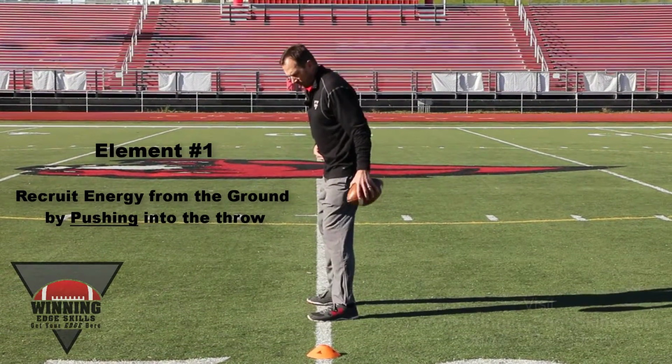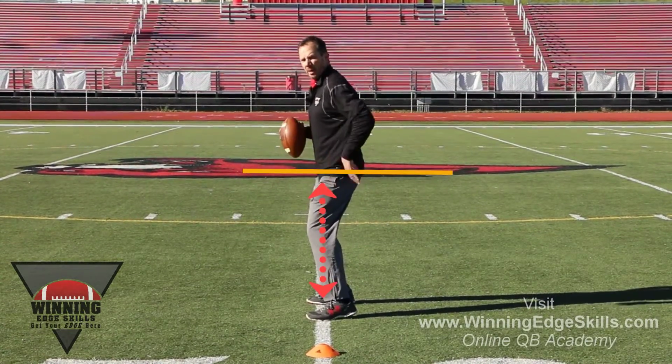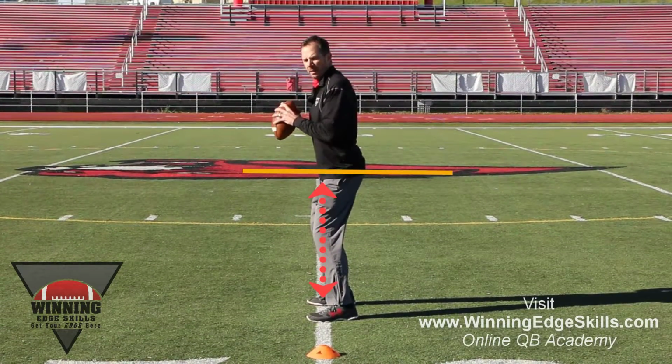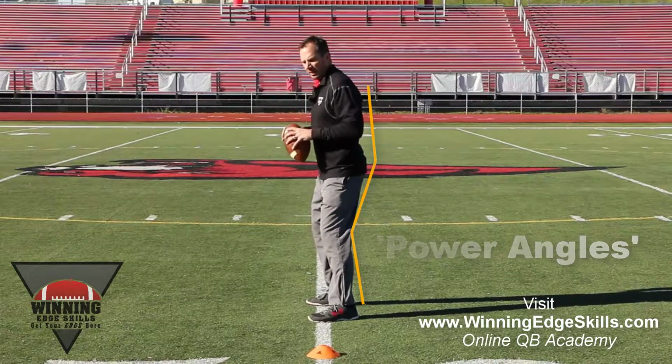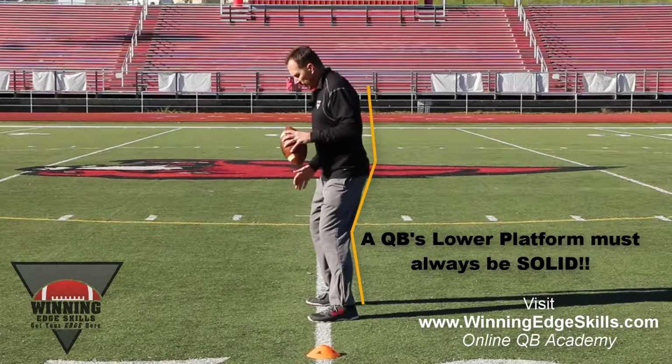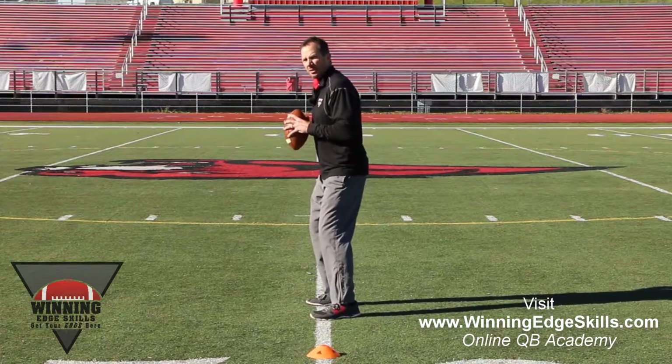Now notice I'm in my pre-pass position. I'm loaded with my lower platform. My upper body posture is upright. I've got the ball in the pre-pass position. I'm really ready to execute a throw. So the first thing I'm going to do is I'm going to drive off this back anchor foot. I'm going to drive in the direction of the throw.